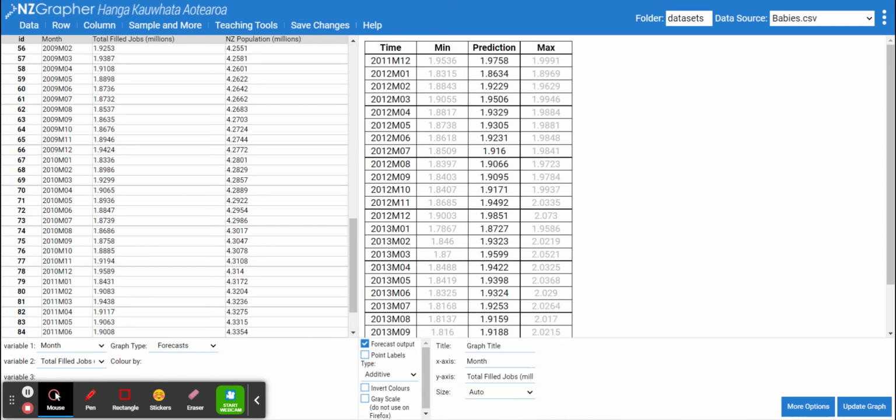For January 2012, the predicted value was 1.8634. The actual value was 1.8655, and so again that's pretty close to the predicted value. It's well below our maximum upper bound for the 95% confidence interval. And lastly, for February, we predicted 1.9229. The actual value was 1.9324, which again is not too far off the predicted value. It's well inside the 95% confidence interval.